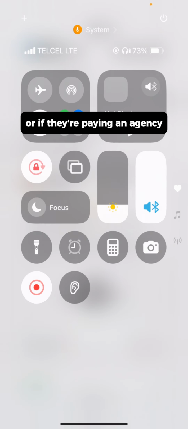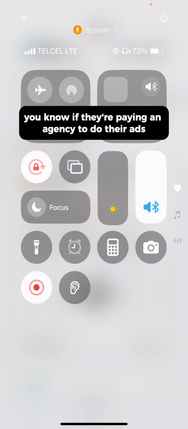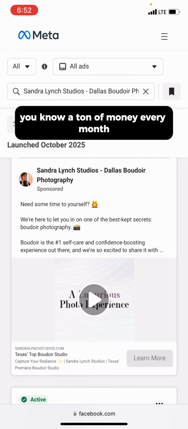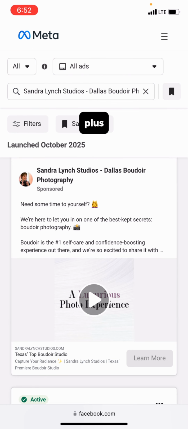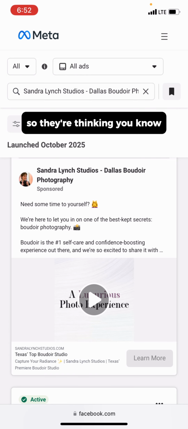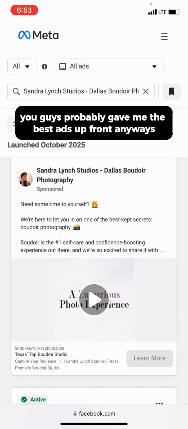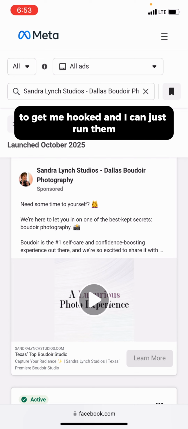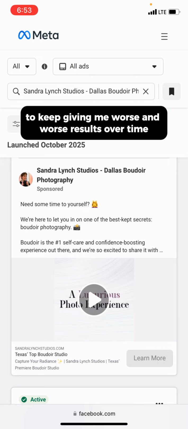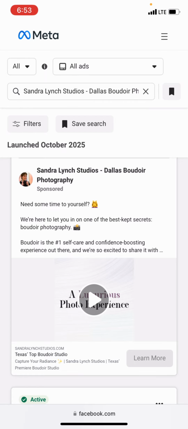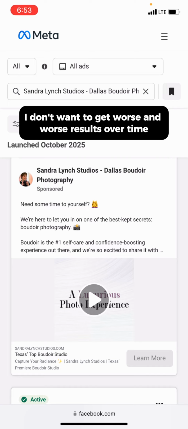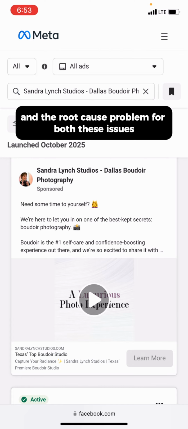Or if they're paying an agency a ton of money every month, plus the ad spend every month, plus they're getting worse and worse results every month, they're thinking, man, you guys probably gave me the best ads up front to get me hooked, and I can just keep those running in my account. Why do I need to pay you to keep giving me worse and worse results over time? So they think about switching to a different option because they don't want worse and worse results over time. They want same ad spend, better results over time. And the root cause problem for both these issues is the 10 mistakes we're going to talk about today.